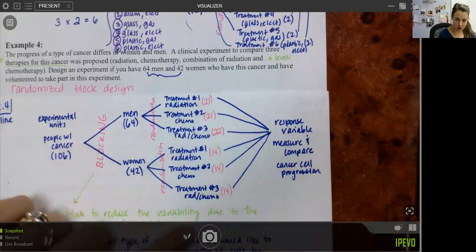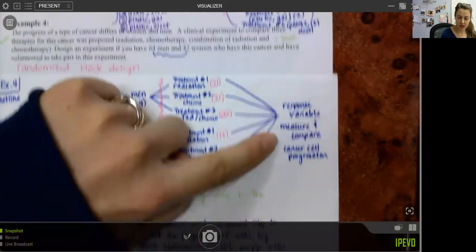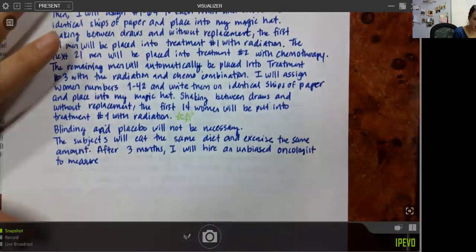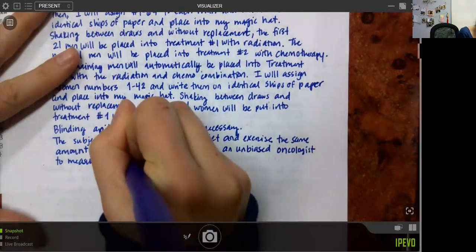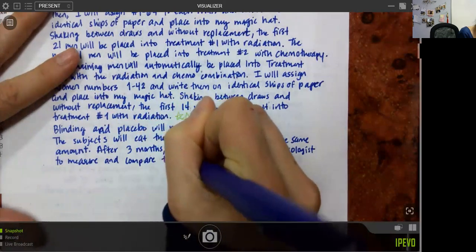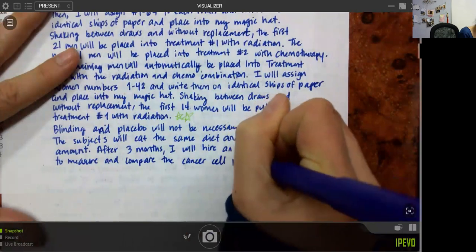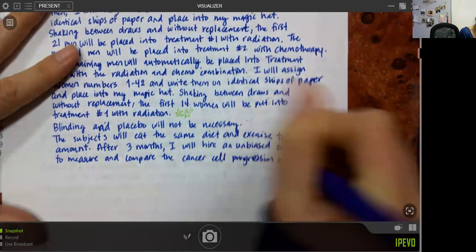Okay, now I'm going to go straight back into my design. So I've talked about all of my treatment groups. I've talked about randomization, blocking. Now we've got to talk about measuring and comparing cancer cell progression. After 3 months, I will hire an unbiased oncologist to measure and compare the cancer cell progression of each patient.